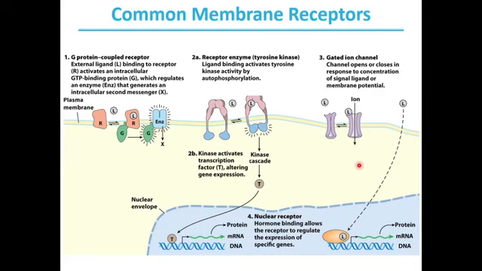The fourth and the final case is a nuclear receptor. Hormone binding allows the receptor to regulate the expression of specific genes, as shown here.